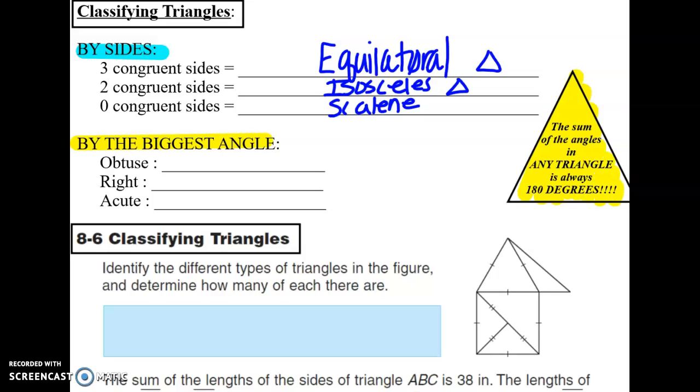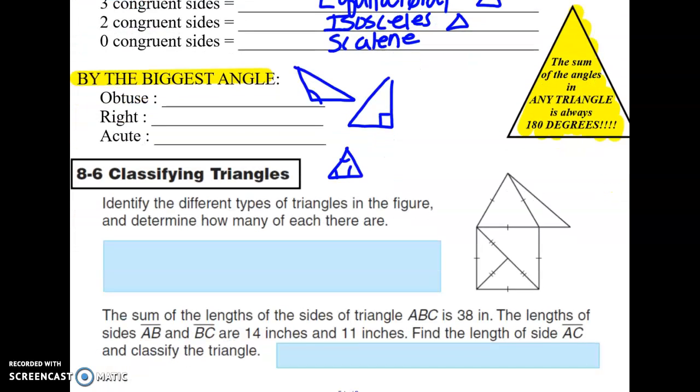We can also classify our triangles by the biggest angle. So an obtuse triangle means that the biggest angle is going to be obtuse. A right triangle, we're going to know it's a right triangle if it's got that little box in the corner for 90 degrees. And acute triangles, if I looked at an isosceles triangle like that, all sides the same length, that would tell me every angle would have to be 60 degrees because 60 times 3 is 180.